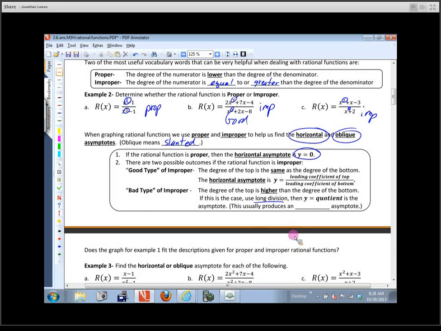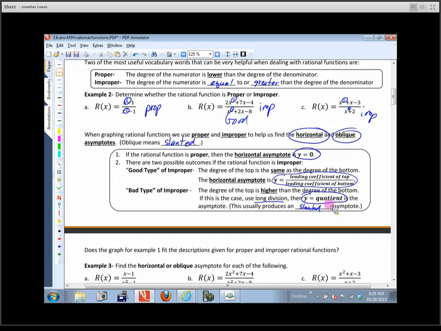So here are our choices. If it's proper, it's y equals 0. If it's improper but the good type, it's y equals the leading coefficient over the leading coefficient, which is relatively easy to do. I'll show you how to do that in a second. If it's the bad type of improper, then it's going to be y equals the quotient of a long division problem. And we all love long division, but it still takes a while. That's why they call it long division, right? Okay, now most of the time this produces a slanted asymptote. Okay? So the bad type of improper is harder to deal with, but by the time we're done with this tomorrow, you'll see that actually slanted asymptotes aren't that bad.